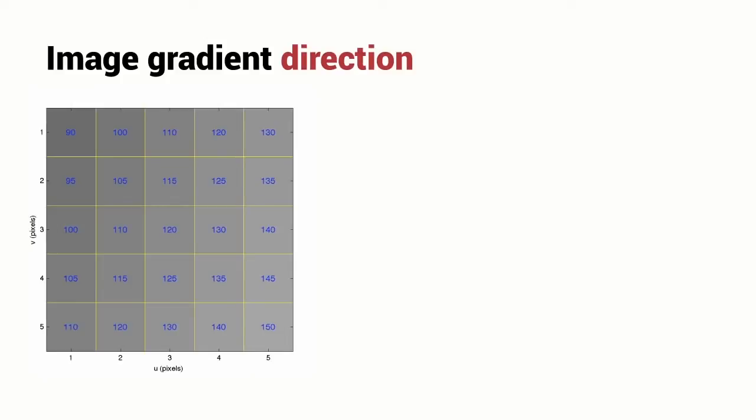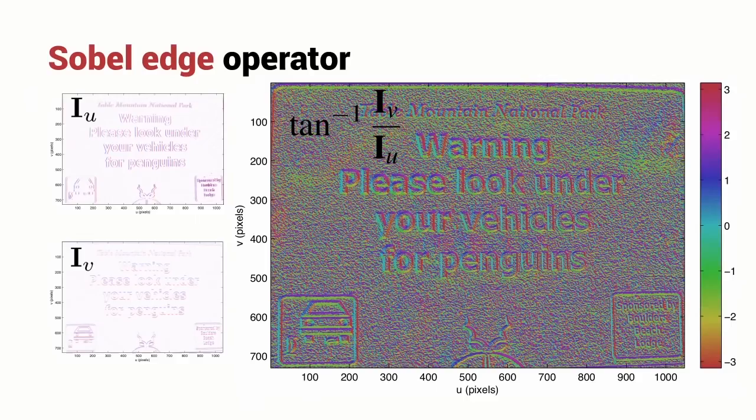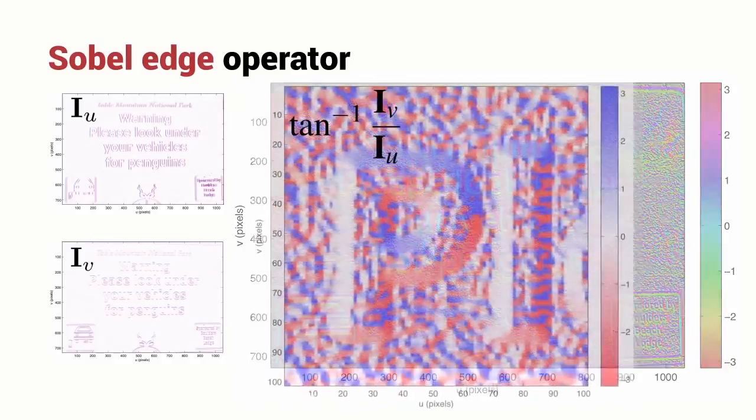We might also be interested in the direction of maximum gradient. In this image, pixels are increasing by a value of 10 every pixel in the horizontal direction, and by 5 every pixel vertically. So the direction of maximum gradient change is in this direction, 26 degrees with respect to horizontal. Now we can apply that same technique to the Sobel image that we computed before. We can compute a gradient image, and that's the arctangent of the vertical gradient image element-wise divided by the horizontal gradient image. It looks a little bit too busy, so let's zoom in on the letter P.